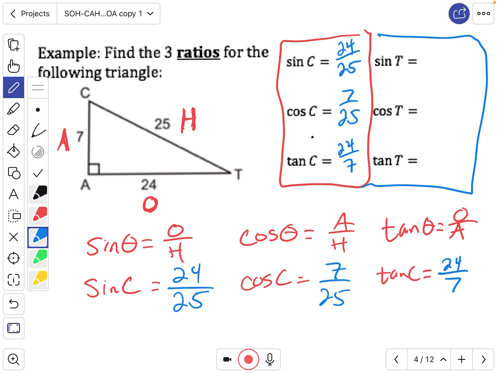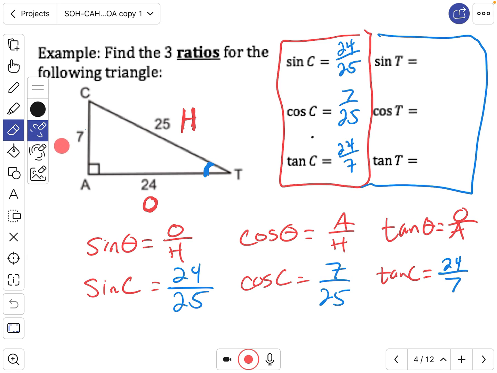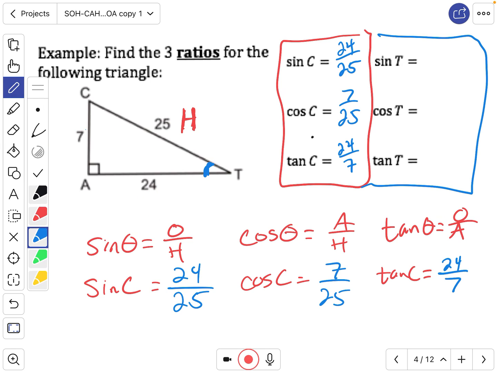So now let's take a look at the other three, where we're looking at angle T. From T's perspective, which is in the lower right-hand corner here, we need to relabel our sides. The only two sides we need to relabel are the opposite and adjacent sides. The hypotenuse is always going to stay as the longest side, which in this case is, again, 25. But notice when I put my angle in the right-hand corner now, the opposite side is going to be the length 7 side, so we're going to put an O there, and the adjacent side now is going to be the length of 24. So it does change based off where your angle is.